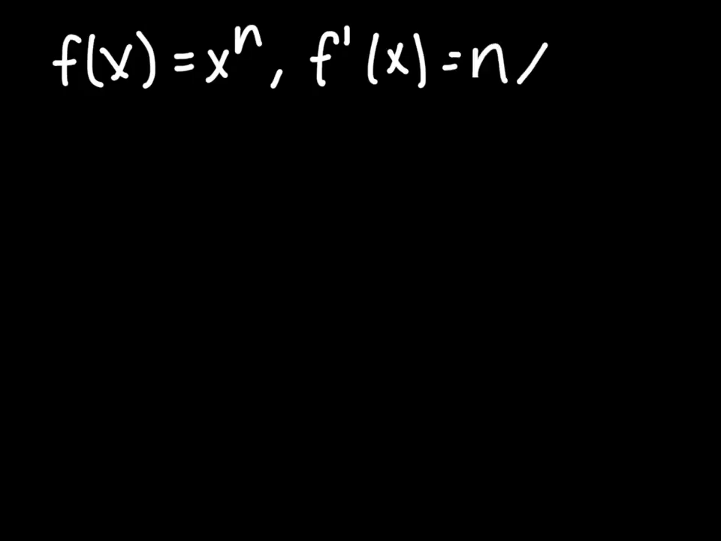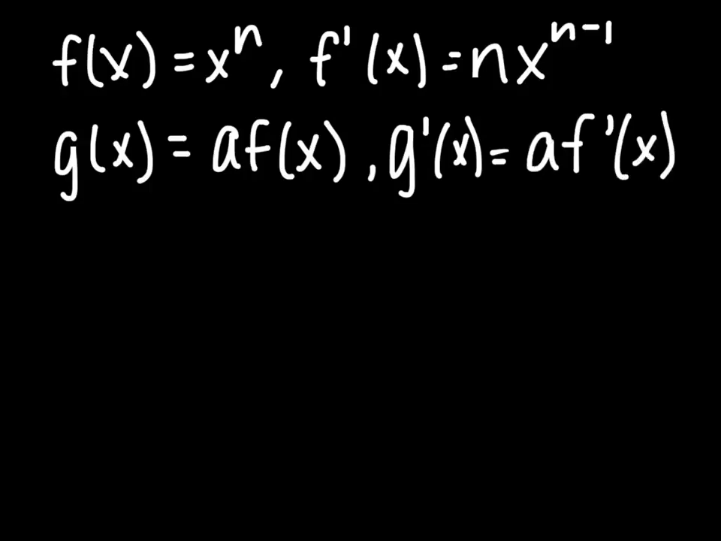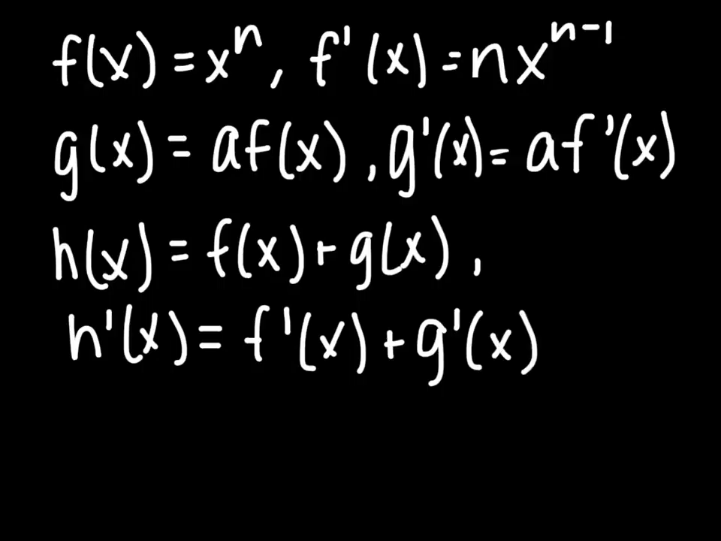So now let's write a summary of all these rules. If f of x equals x to the n, then f prime of x equals n times x to the n minus 1. If g of x equals, let's say, a times f of x, then g prime of x equals a times f prime of x. And then lastly, if h of x equals f of x plus g of x, then h prime of x equals f prime of x plus g prime of x. So here are your rules, 1, 2, and 3.